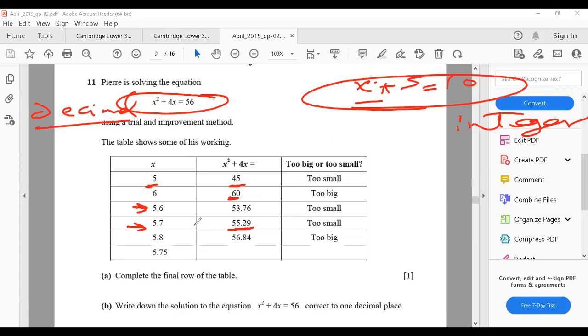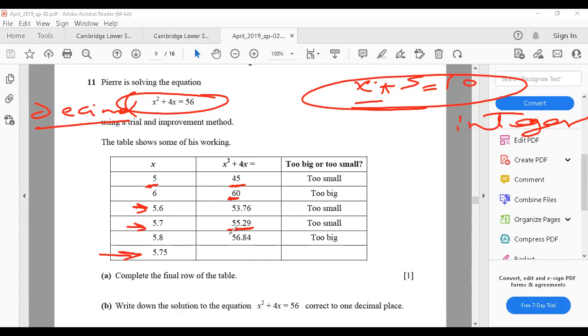Till we reach that the number is lying between 5.7 and 5.8. Then we start trying the numbers after that, 5.71, 5.72, 5.73, up to 5.8. Here he gives you the simplest type of improvement method.